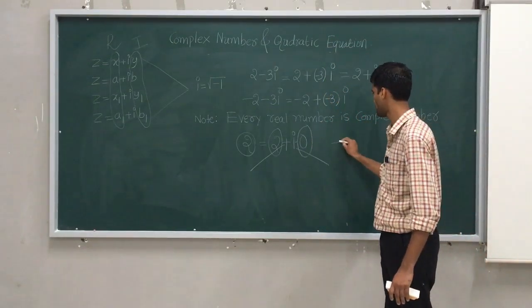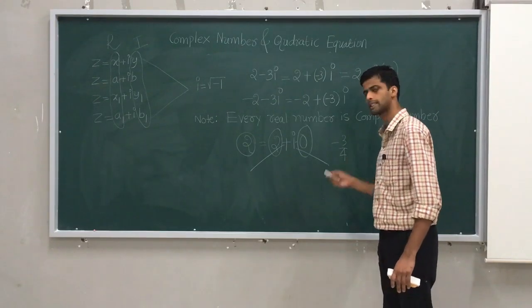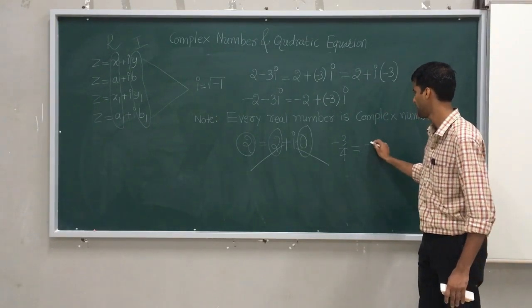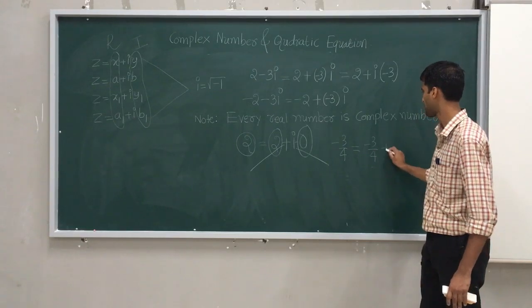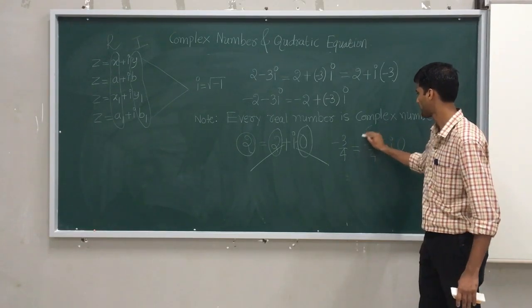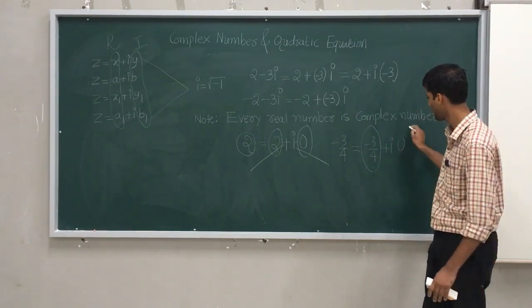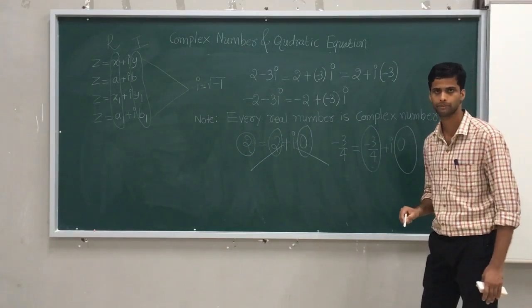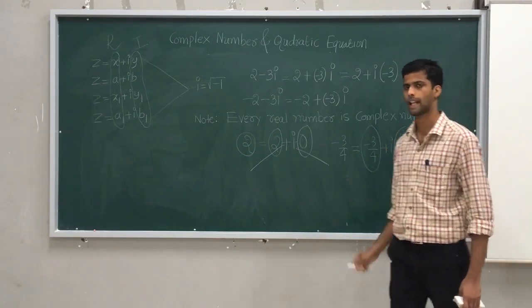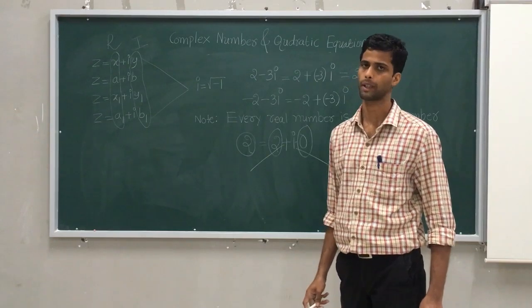Means you can write, or if you have minus 3 by 4, it's also a complex number. You can write it as minus 3 by 4 plus i times 0, where minus 3 by 4 is also a real number, 0 is also a real number. So every real number can be made as a complex number.